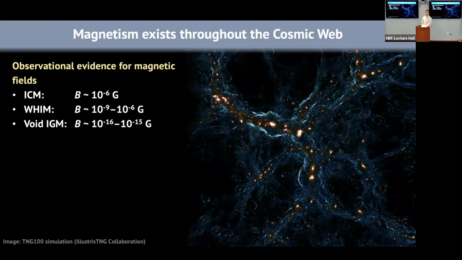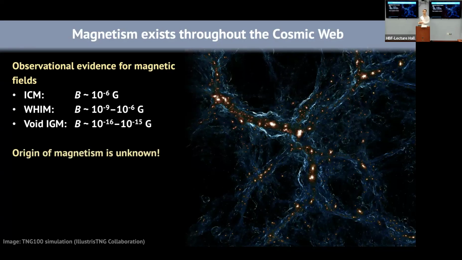And the reason we've been thinking about magnetism and jets is because there's observational evidence that there are magnetic fields in all media within the cosmic web. So in the intracluster medium, which is these regions of the cosmic web, the fields are about a microgauss. Then in the filaments of the cosmic web, we think the field strengths are between a nanogauss and a microgauss, maybe 10 nanogauss. And there's even some observational evidence that there are magnetic fields in the voids. But the origin of that magnetism is largely unknown.